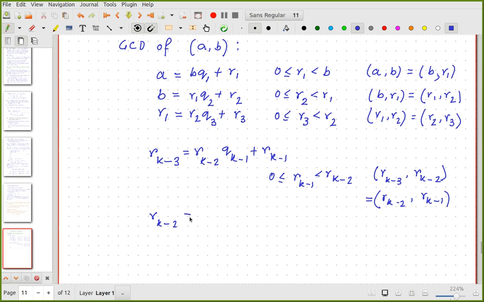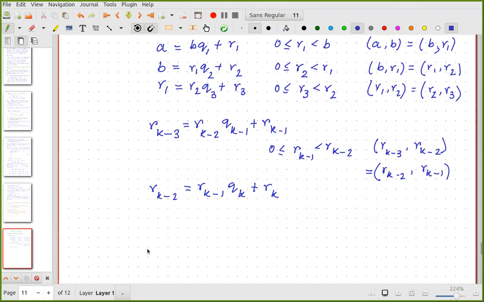So this just increases everything by 1. So R_{k-1} = Q_k R_k + R_k, and we suppose that R_k is 0, so that at the kth stage we get a 0 remainder. If R_k is 0, that simply means R_{k-1} divides R_{k-2}. This is the symbol we are using to denote that this one divides the other one. So R_{k-1} divides R_{k-2}, and therefore the GCD of R_{k-1} and R_{k-2} is R_{k-1} itself.